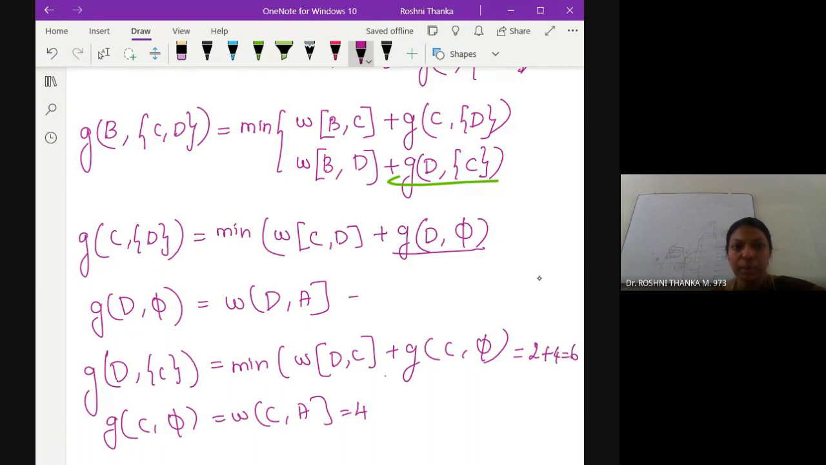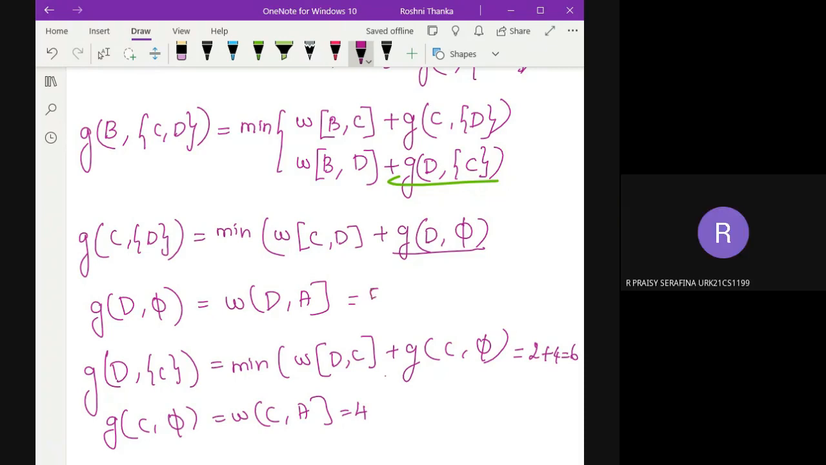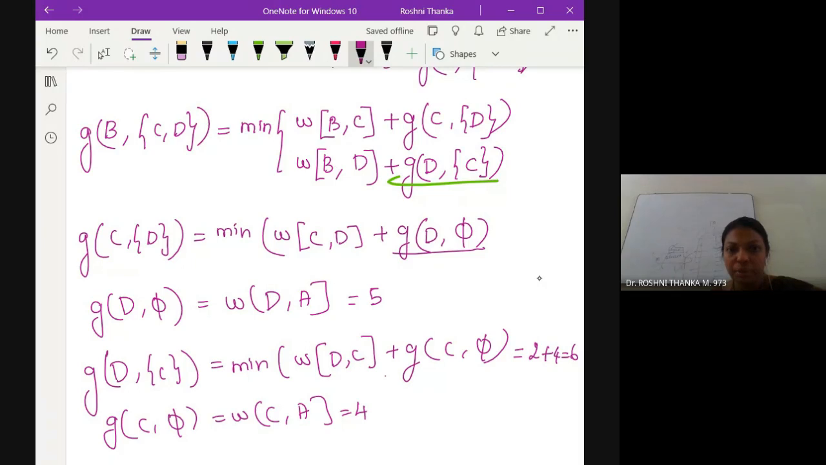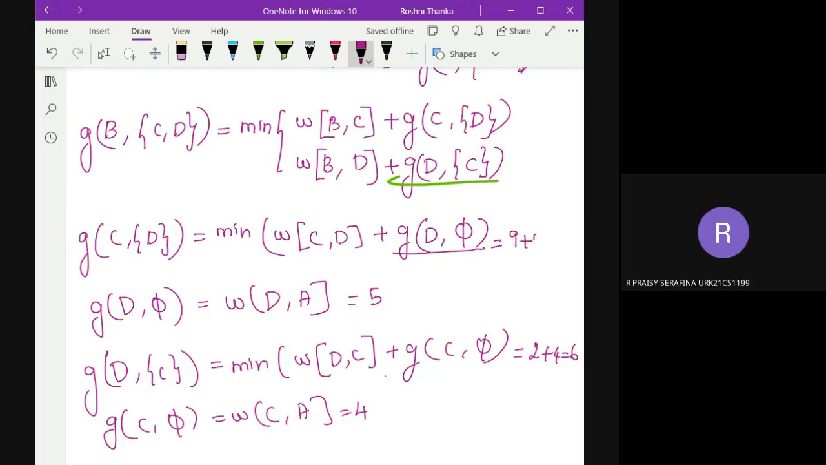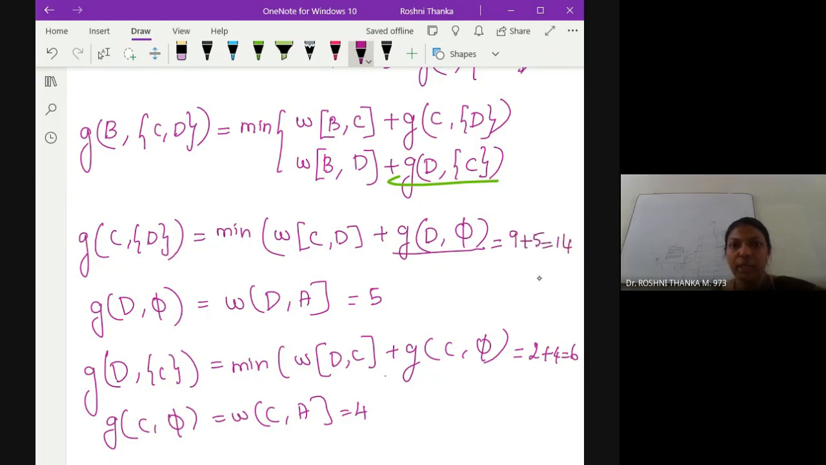And similarly here, what is the cost of moving from D to A? 5. Very good, so let us substitute this here. What is the cost of moving from C to D? 9, right? 9 plus 5 is equal to 14. Now we found the value of this one as well as this one, so let us substitute it there itself.